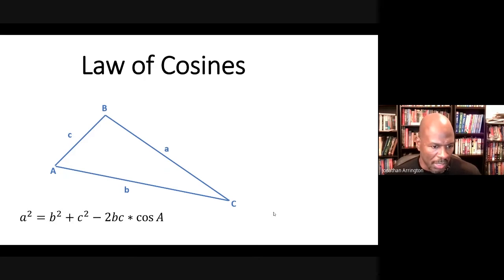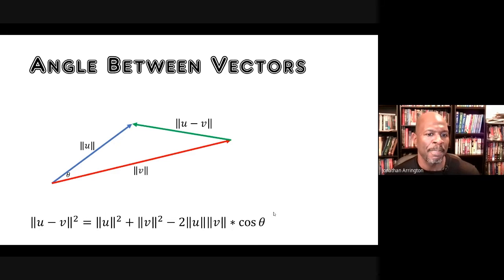So if we equate that situation to what we have here with these vectors, and then use the law of cosines, we get the following formula: the magnitude of u minus v squared equals the magnitude of u squared plus the magnitude of v squared minus 2 times magnitude u, magnitude v, cosine theta. So that's the law of cosines. So we're going to go ahead and work that out and see what happens.